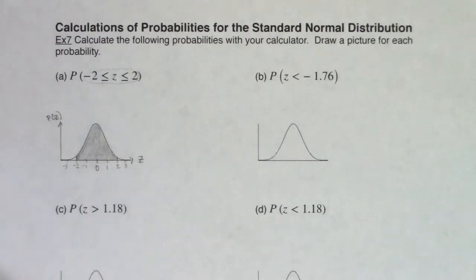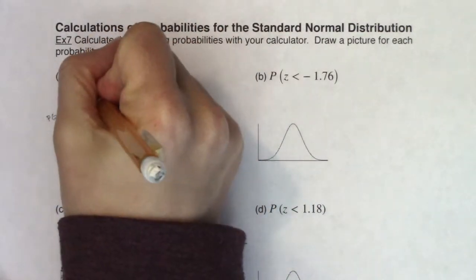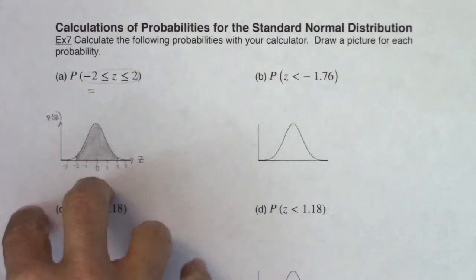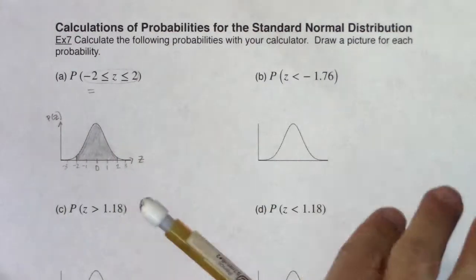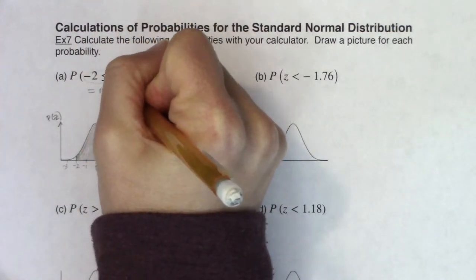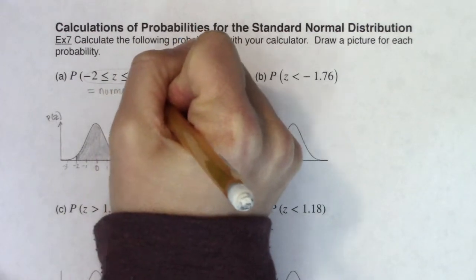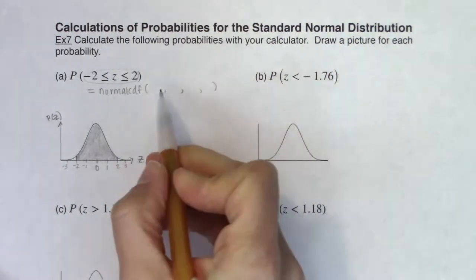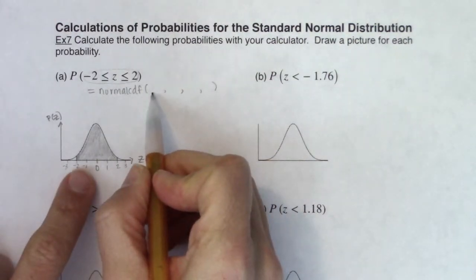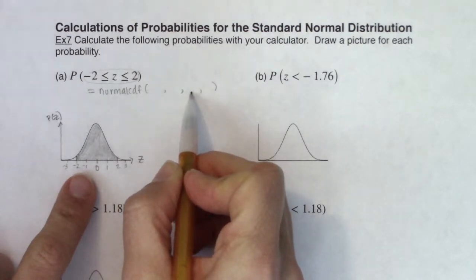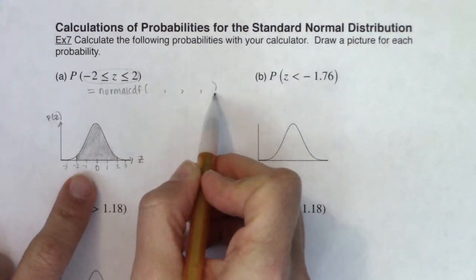Let's take a look at the calculator command one more time. So whenever you want to calculate a probability on a normal curve, whether it's the standard normal like it is right now, or when we get to later examples, the regular normal, it's still going to be normal CDF. So we're going to go normal CDF, and then you owe me 4 numbers every single time. You owe me the lowest number on your z-axis, the highest number on your z-axis, the mean of the standard normal distribution, and the standard deviation of the standard normal distribution.